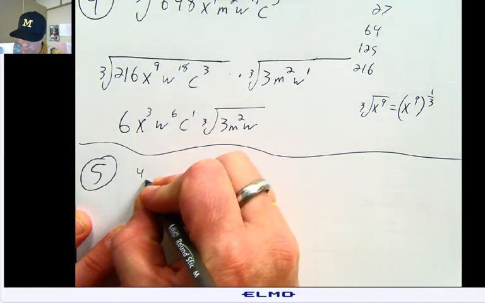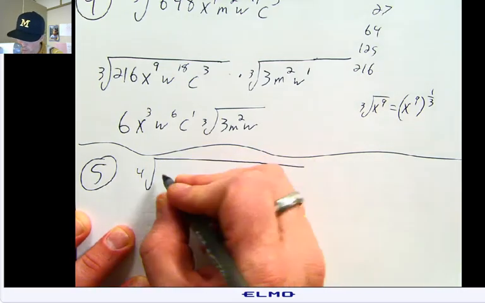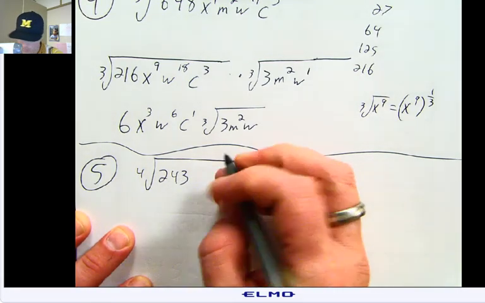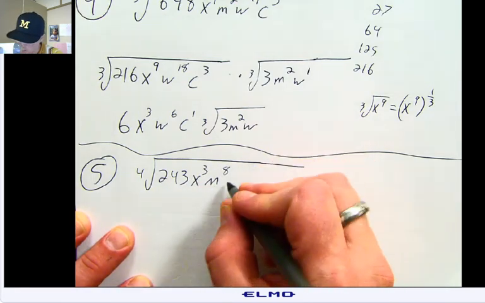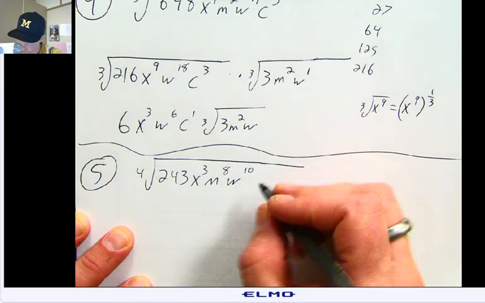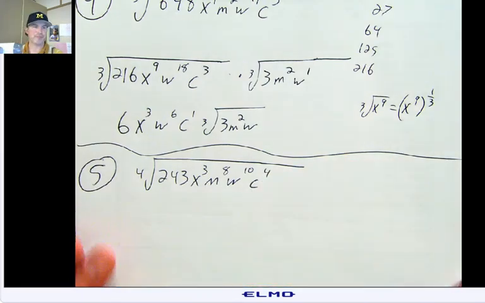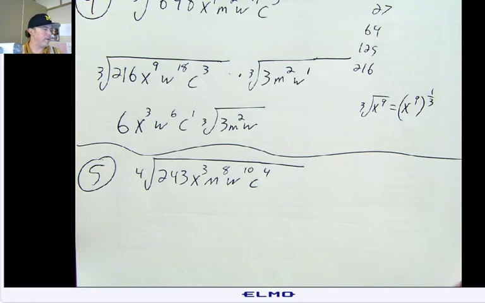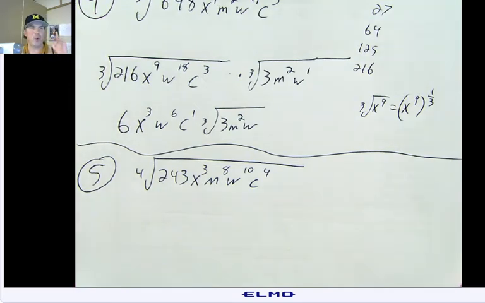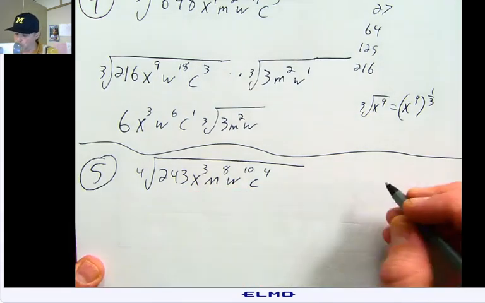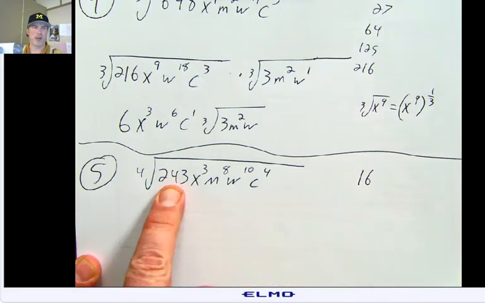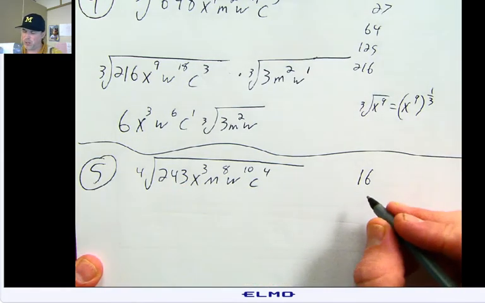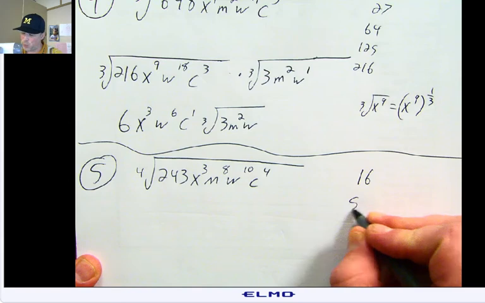Let's say we had the 4th root of 243, x to the 3, m to the 8, w to the 10, c to the 4. Alright, 4th root. So we need to think what to the 4th power. 2 to the 4 is 16. 16's even, 243 is odd, it's not dividing out. 3 to the 4, that's 81.